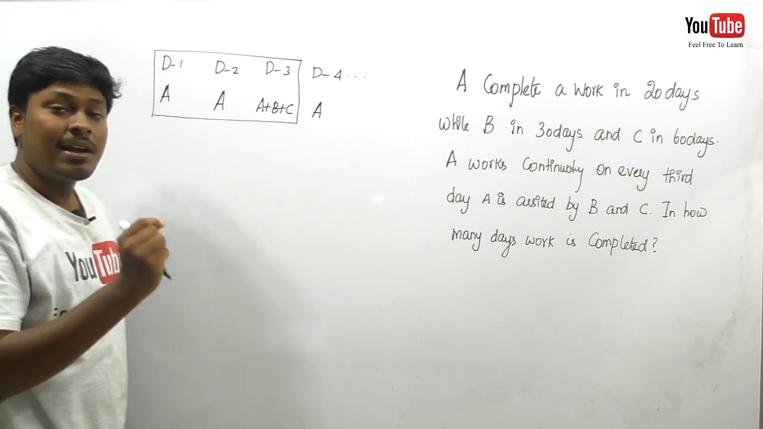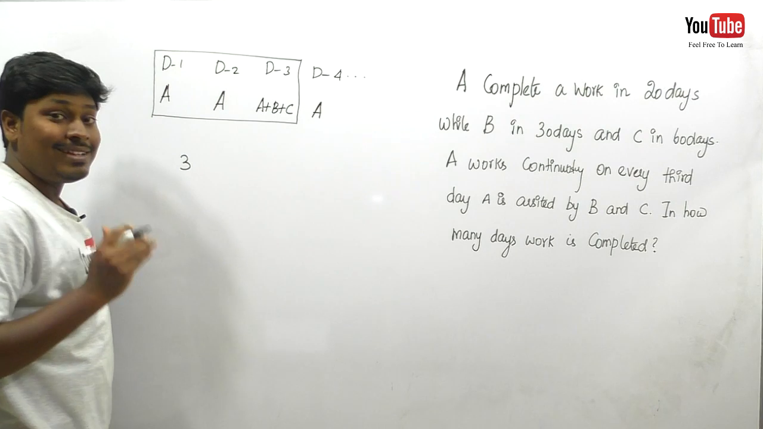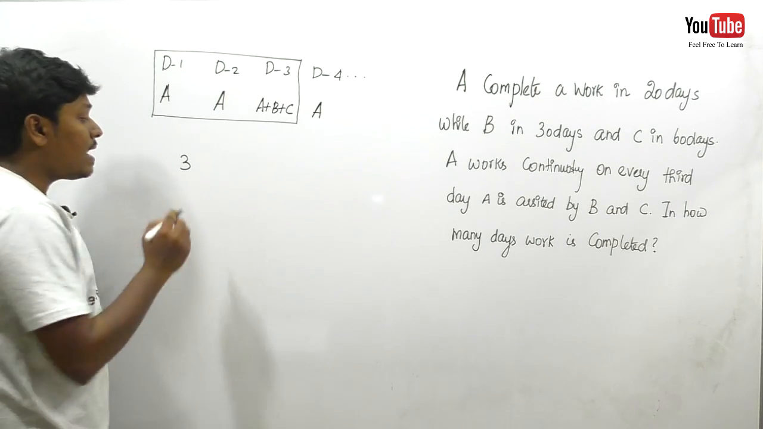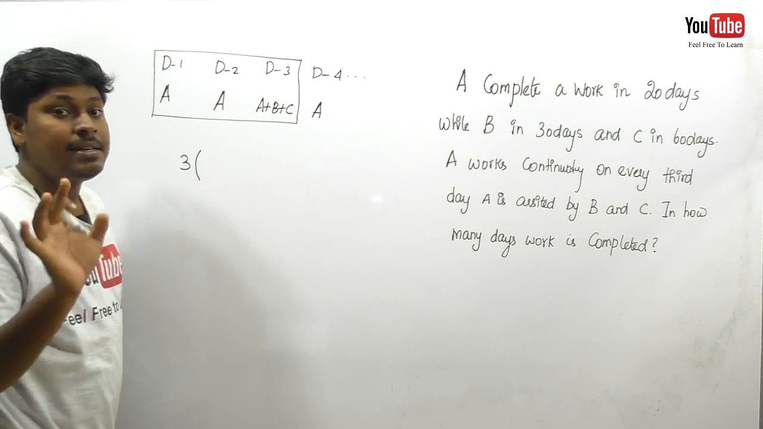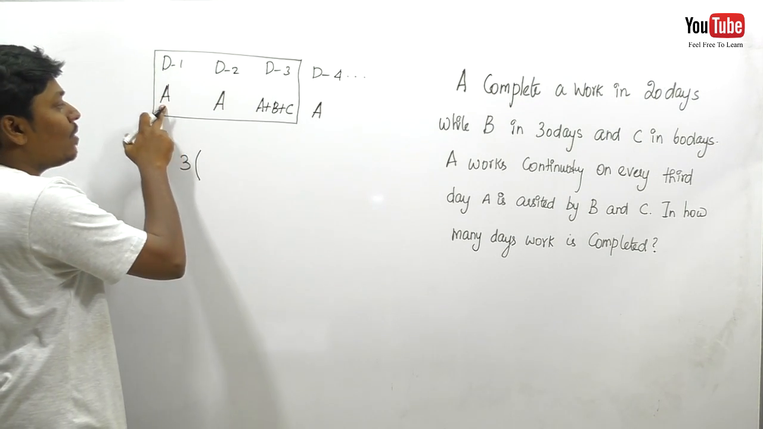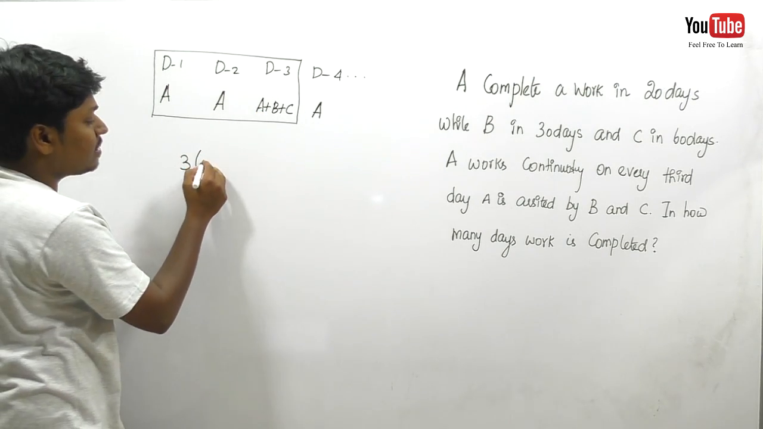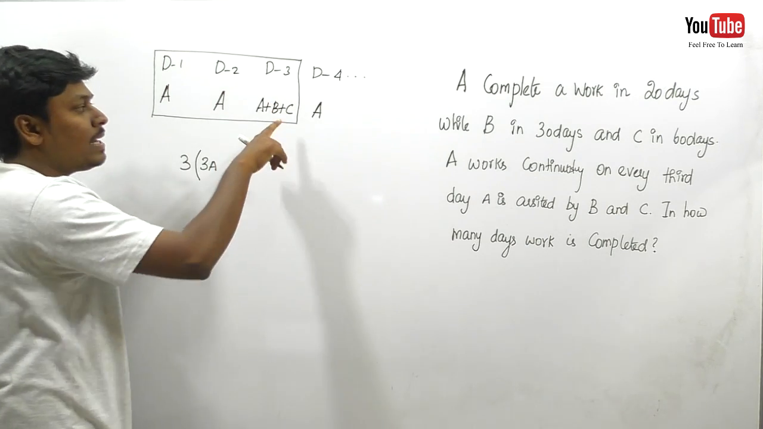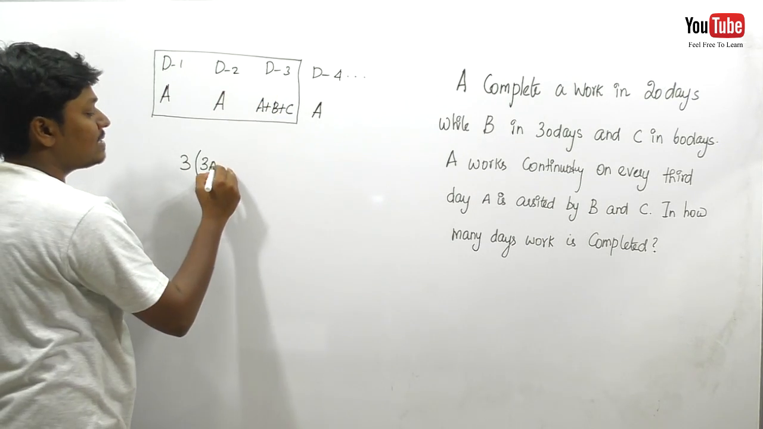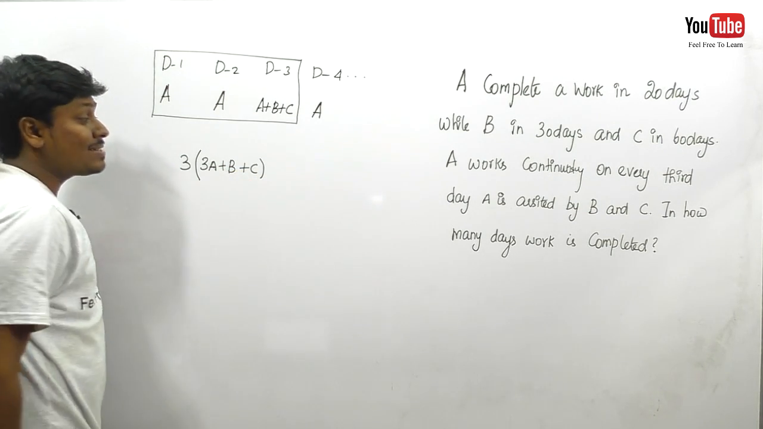In this cycle, how many days are there? 1, 2, 3. There are 3 days, and inside these 3 days, how many days is A working? Target every single person. A is working 1 day, 1 day, 1 day. So we can say that in 3 days the person A is working, so I can say 3A. And what about B? B is working for only 1 day, C is also working for only 1 day, so I can say 3A plus B plus C. Friends, I hope you understand this concept.